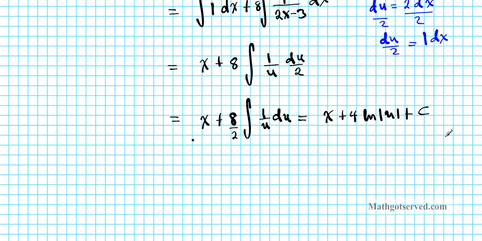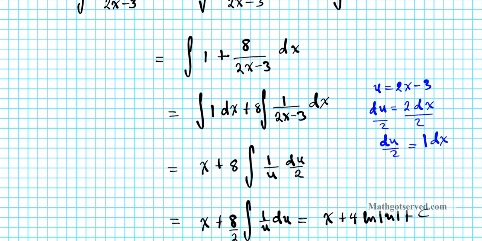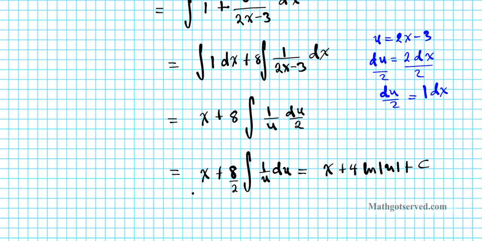Okay? Alright, so let's do our substitution back. We said u is 2x minus 3, right? So let's put that back in. So this is going to become x plus 4 times the natural logarithm of the absolute value of 2x minus 3 plus c. And there goes your final answer. Alright, so that's that.